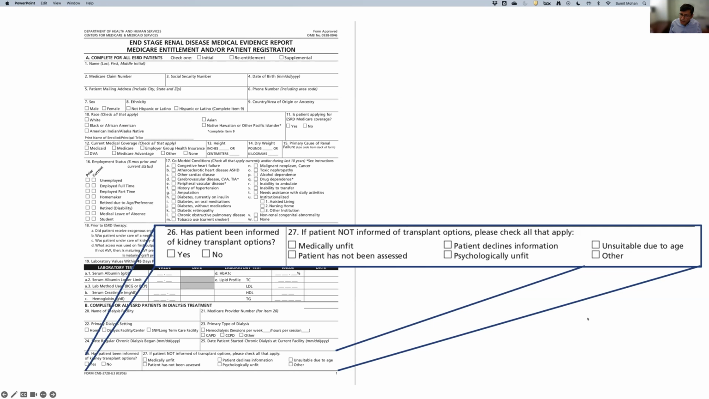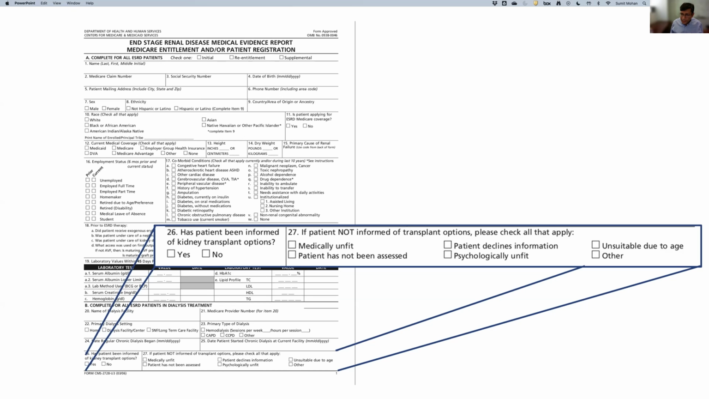And this idea has not escaped CMS, right? So Medicare has, in that 2728 form, the form that we fill out for all end-stage kidney disease patients, asked the question: have you informed the patient of their kidney transplant option? Trying to encourage clinicians and the caretakers to provide more information to people starting dialysis about transplant and encourage them to go seek a transplant.